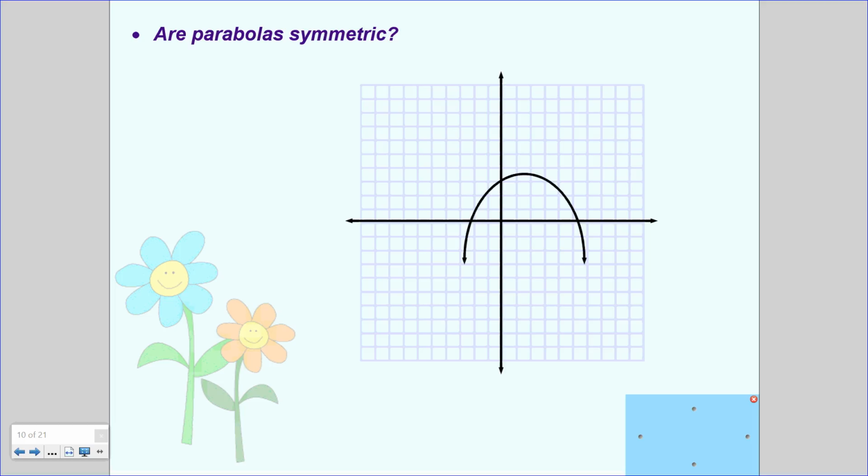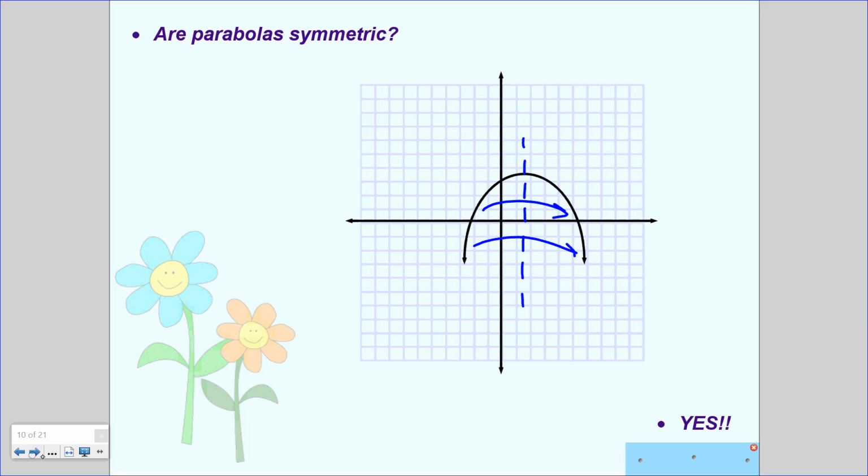So you've seen a couple pictures of parabolas, and I would like to ask you if you think that they are symmetric. And so hopefully you are seeing that yes, they are. Parabolas always have a line of symmetry that we could fold on top of itself and have realign with the other side. So yes, parabolas are symmetric.